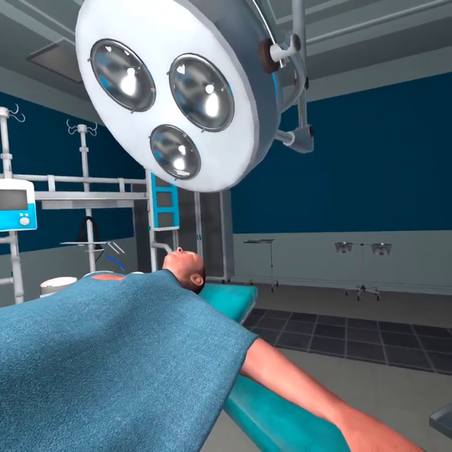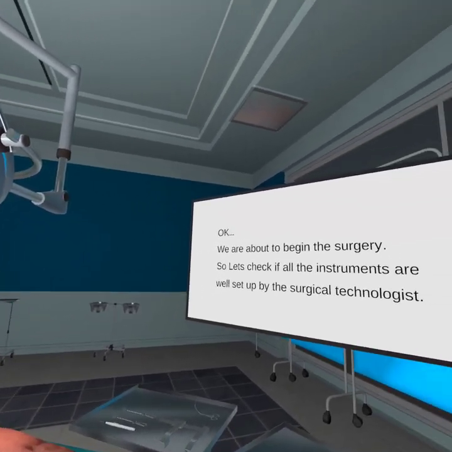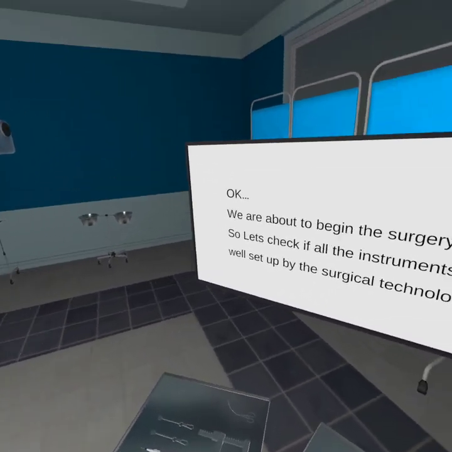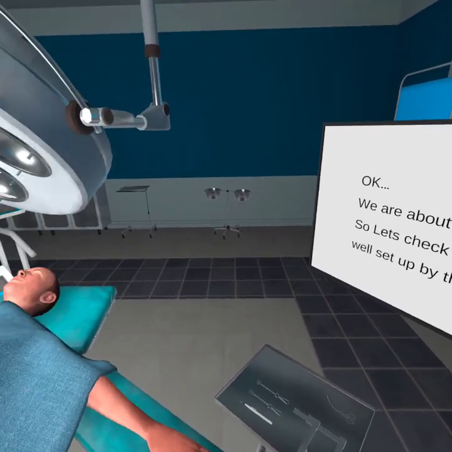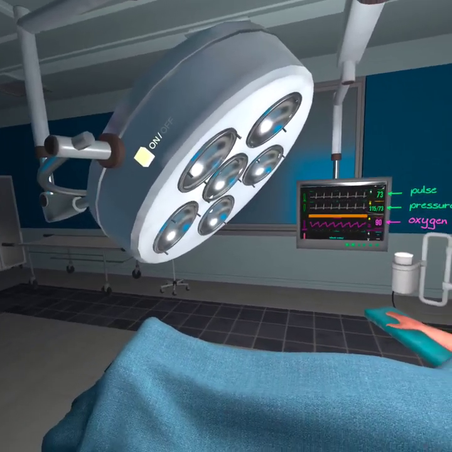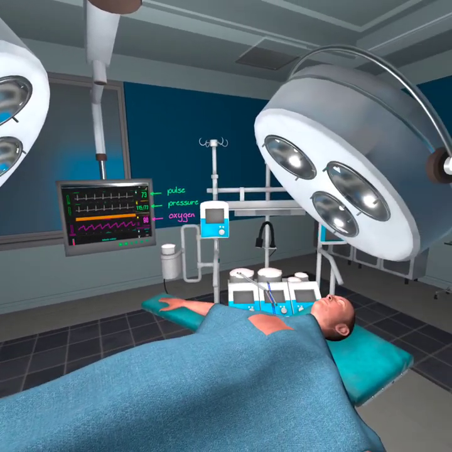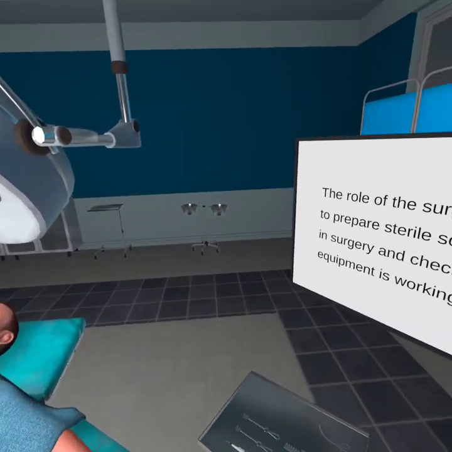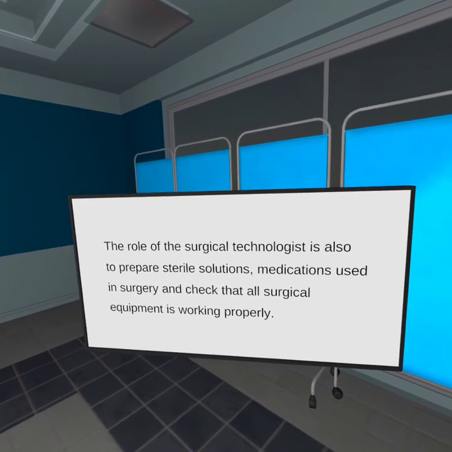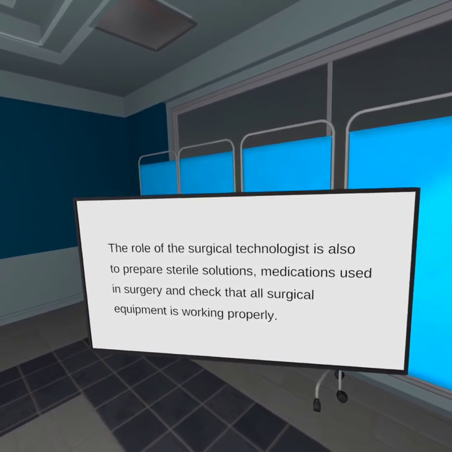Okay, we're about to begin the surgery. Is everyone ready? So, let's check if all the instruments are well set up by the surgical technologist. The role of the surgical technologist is also to prepare sterile solutions, medications used in the surgery, and also to check that all surgical equipment is working properly.